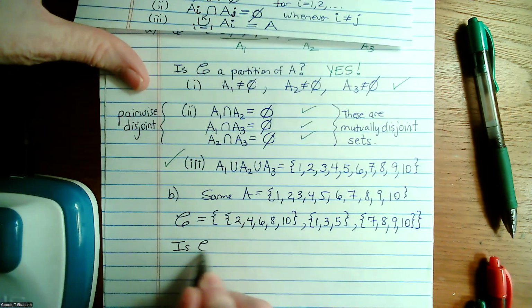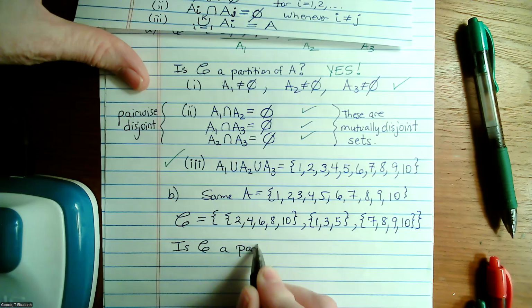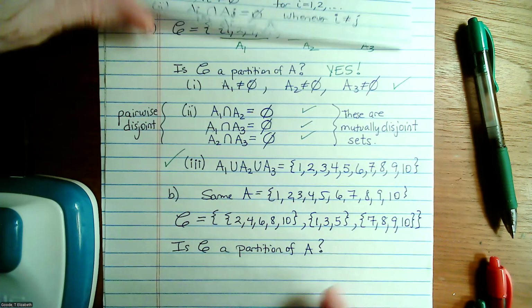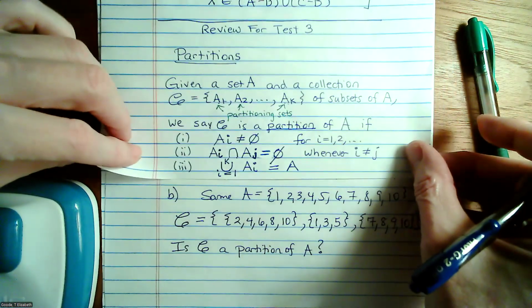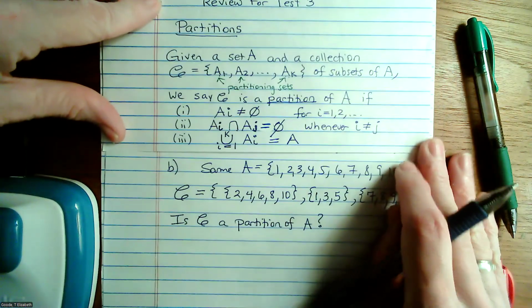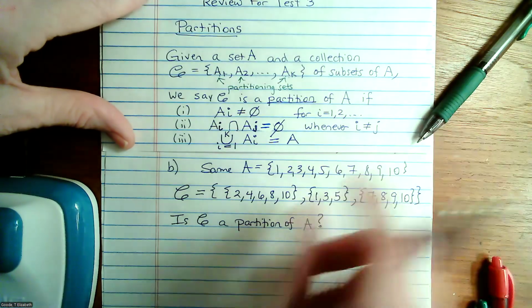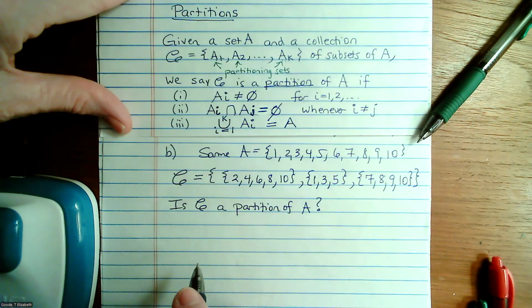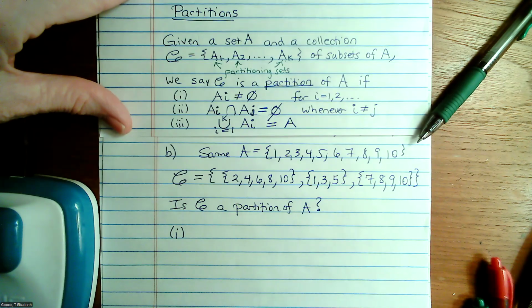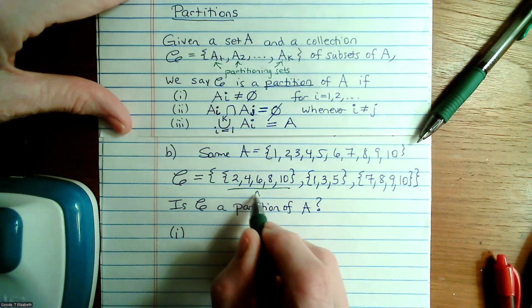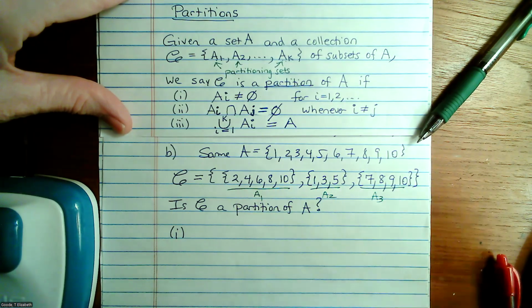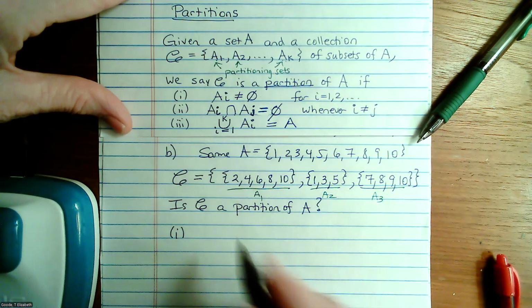Is curly C a partition of A? We have the same three things we have to review. We have to verify. I saw the word review and I said review. That we have to verify. We have to see that each one of these is non-empty, and we can name them. We can call this A1, we can call this A2 just to make our life easier, and this A3. Each one of those is definitely non-empty.